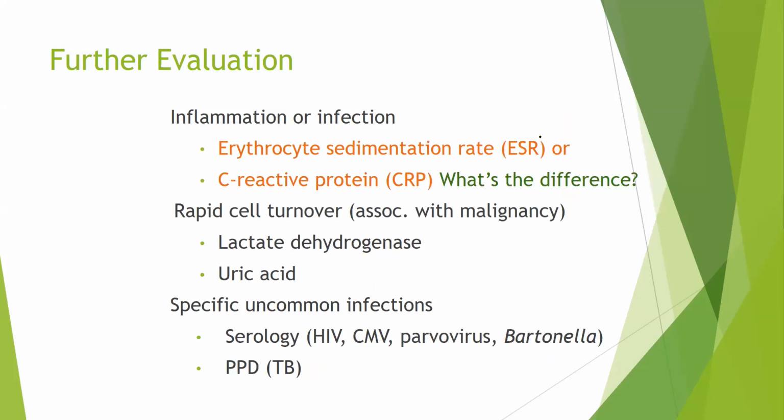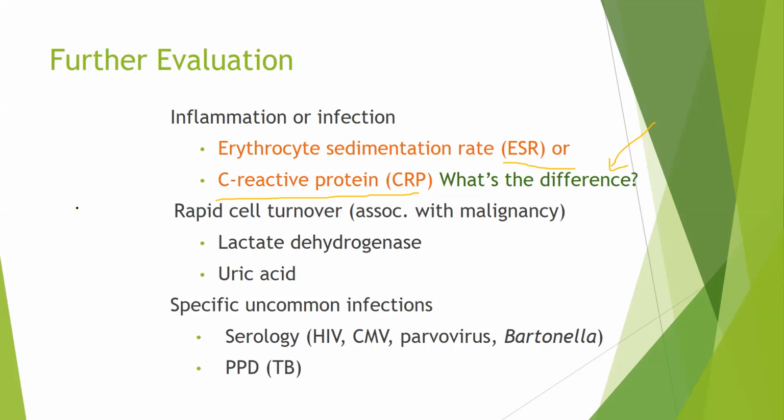For inflammation or infection, we can do a SED rate. A SED rate is going to be elevated in chronic inflammation, and a CRP is going to be elevated with acute inflammation. That's the difference between those two tests. They're not always 100% clear, but in general, the average provider needs to know that a SED rate is elevated in chronic inflammation, whereas a CRP can quickly elevate in an acute process.